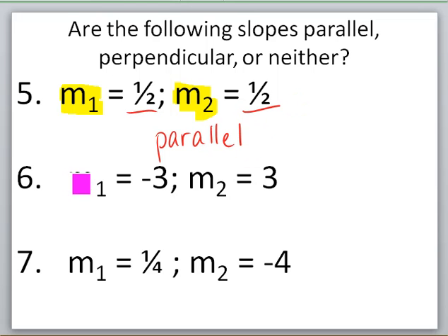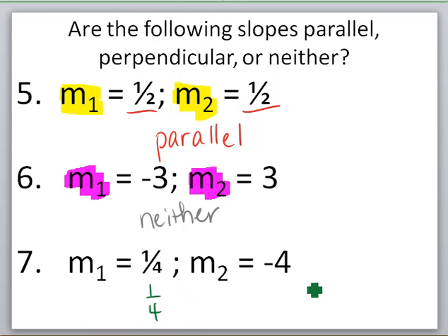The next example, I have the slope of line 1 is negative 3 and the slope of line 2 is 3. These are not the same slopes, nor are they negative reciprocals of each other, so the answer ends up being neither. The last example on this slide has the first slope as 1/4 and the second slope as negative 4. If you think about finding the negative reciprocal of this, I would flip the fraction. And it was positive, so now it's negative. And it would be denoted as perpendicular. These two slopes are perpendicular.